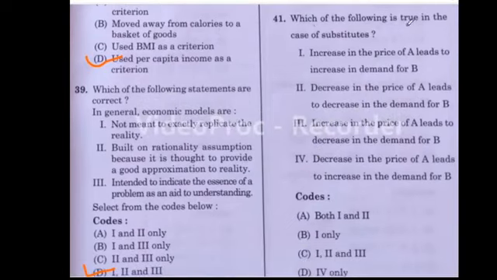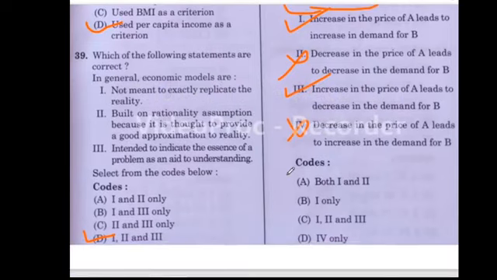Question number 41. Which of the following is true in case of substitute? Substitute goods means the goods which can be replaced in place of another good. First one, increase in price of A leads to increase the demand for B. Yes, right. Option B, decrease in the price of A leads to decrease in the demand for B. Wrong. Option third one, increase in the price of A leads to decrease in the demand for B. Yes, this is also correct. Fourth one, decrease in the price of A leads to increase in the demand for B. No, this is also wrong. So here 41, option A is the correct answer.